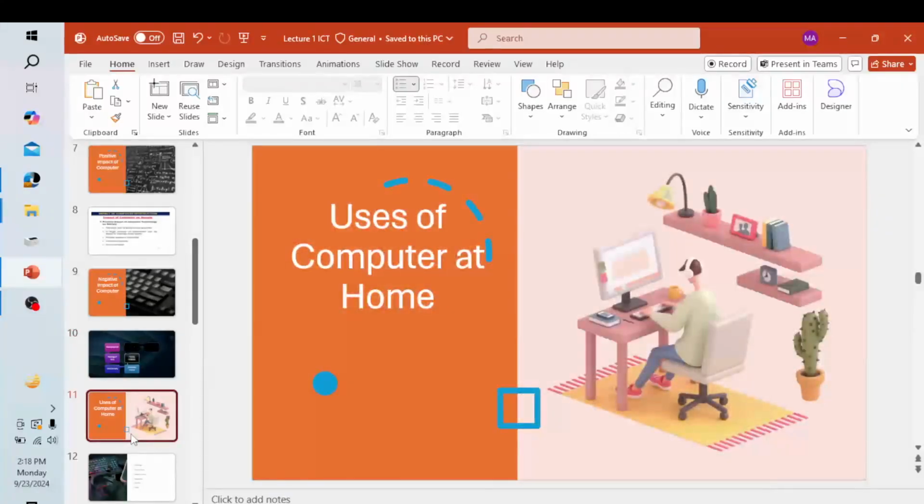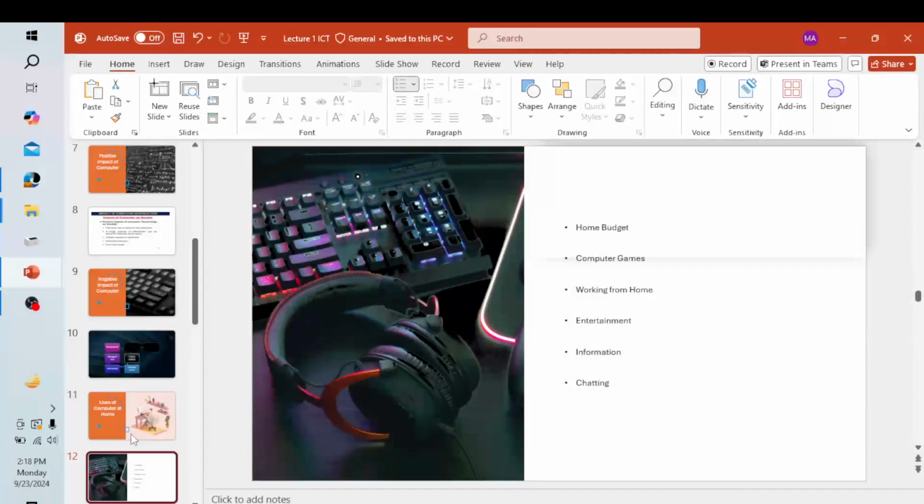Now we will move to the next slide, which is the uses of computers at home. The computer can be used in the following ways in our homes. Number 1 is home budget, then computer games, working from home, entertainment, information, and chatting. Now we will discuss each point in detail.